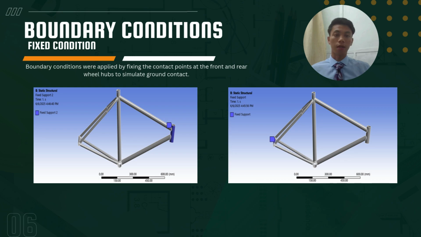Okay. After that methodology, we continue with boundary conditions, the fixed condition. We apply fixed support at the front and rear wheel hubs. You can see in the first geometry, I put the support at the front, and then you can see in the second geometry, I put it at the rear wheel hubs.